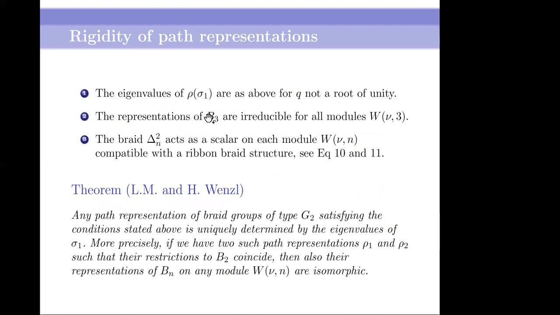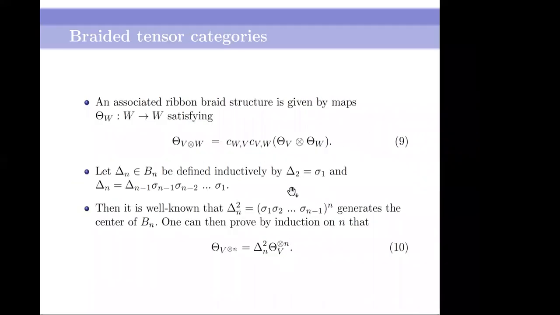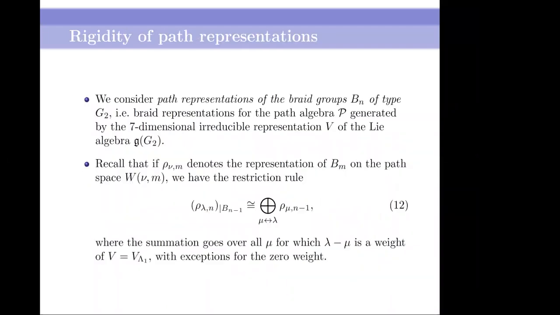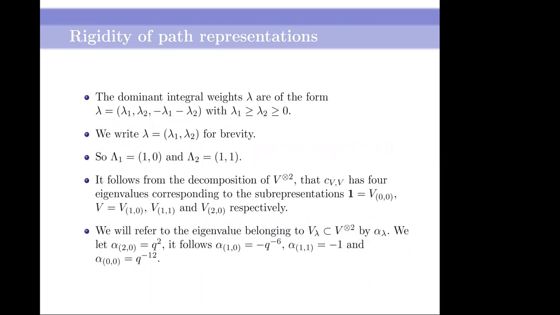The eigenvalues of rho of sigma 1 are as above for q not a root of unity. And the representations of B3 are irreducible for all modules W mu of length 3 paths here, and the braid acts as a scalar on each module compatible with the ribbon structure. So it is given by these formulas. And then we have to go back a little bit.